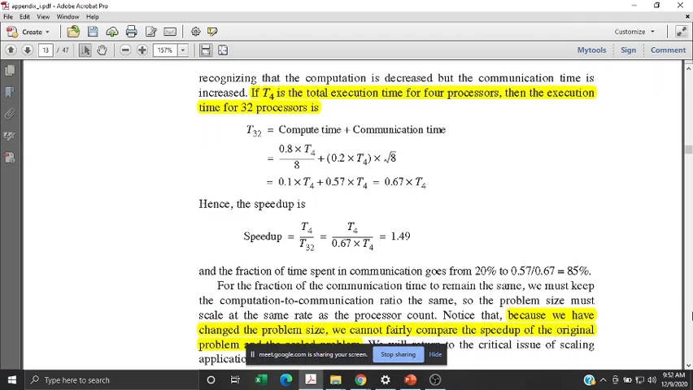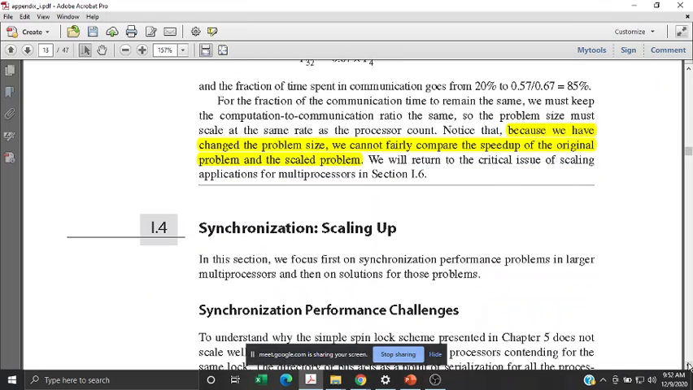So that finishes one topic, and you still have to take up synchronization with scalability. That we will take up in the next class. Thank you. Any doubts, please post them on the class message.